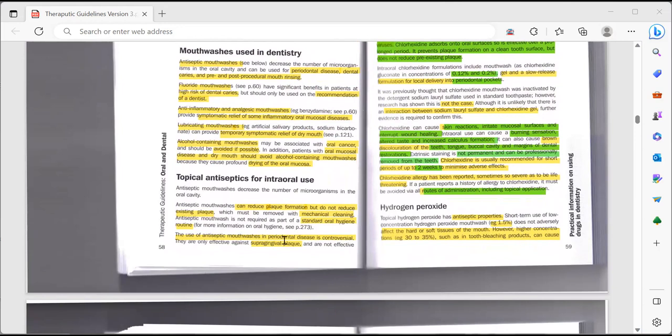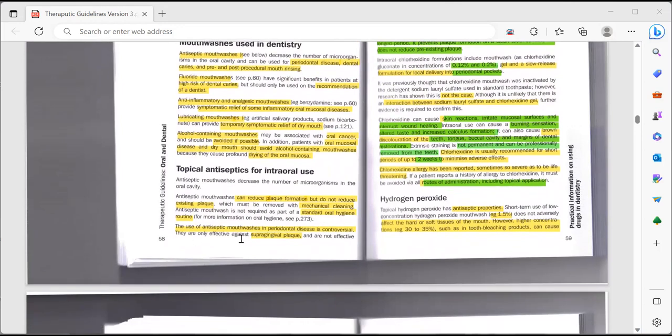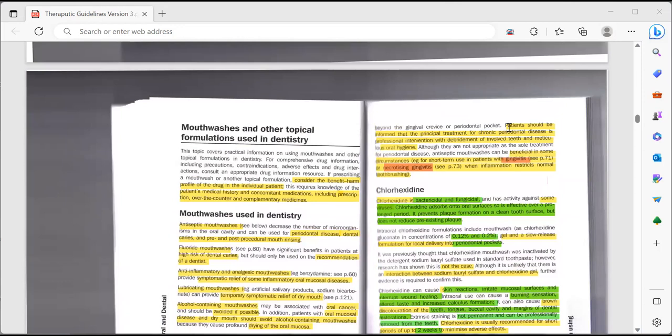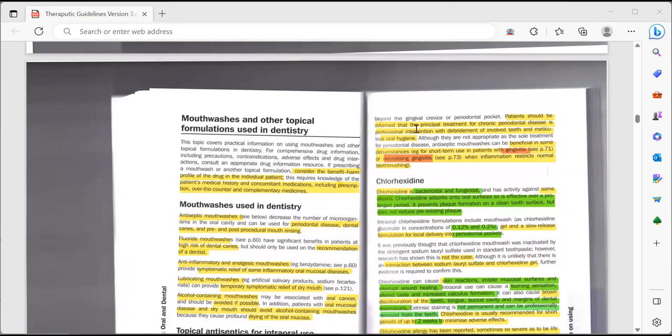The use of antiseptic mouthwashes in periodontal disease is controversial. They are only effective against supragingival plaque and are not effective beyond the gingival crevice or periodontal pocket. Okay, so for this, you need to advise your patient to come for scaling and cleaning. Patients should be informed that the principal treatment of chronic periodontal disease is professional intervention with debridement of the involved areas.